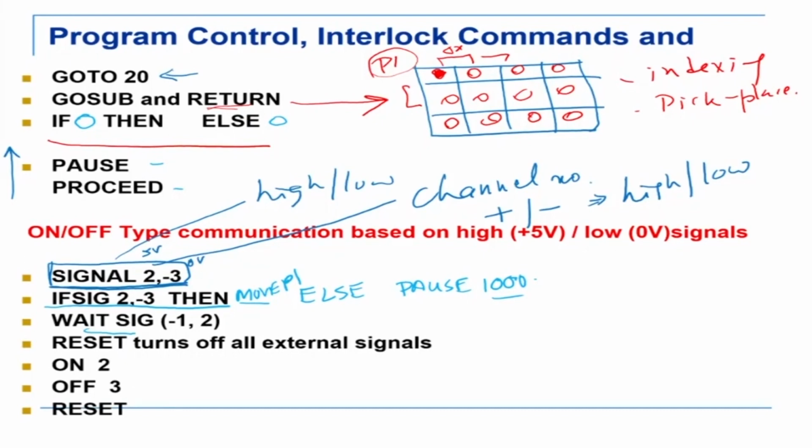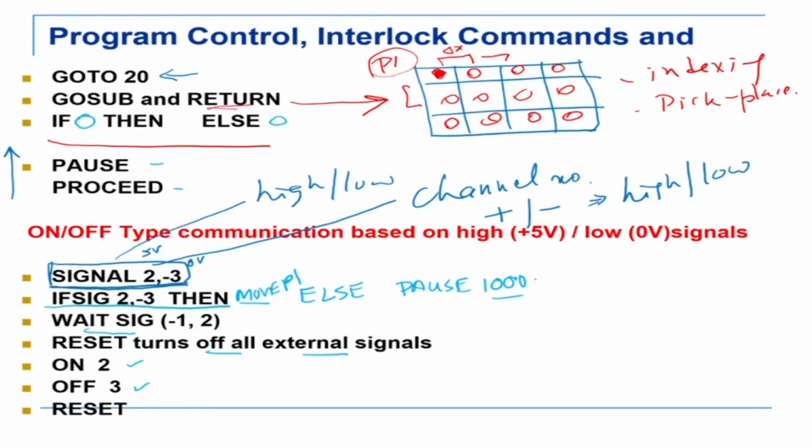Reset turns off all external signals. The robot can receive signals and it can also send signals. So at the starting, the robot should turn off all external signals and set them to 0. This is what it does just at the time of start. So reset sets all external signals to 0.